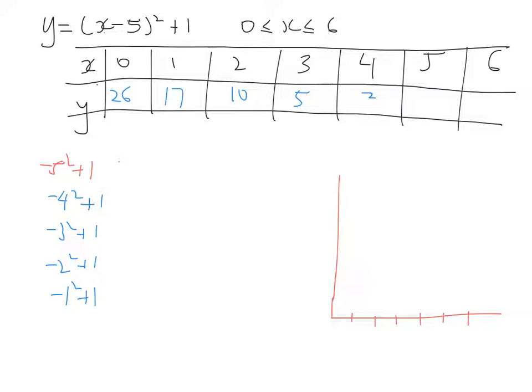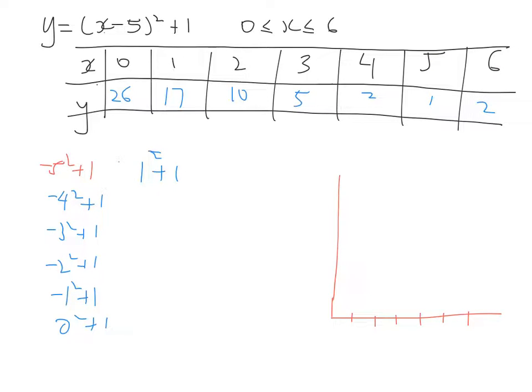At 5, we're going to end up with 0 squared plus 1, so we're going to have 1. And then at 6, we're going to end up with 1 squared plus 1, so we're going to end up at 2 again. So now, based on that, we can see that our values start high, they decrease. As our x values increase, our values decrease, and then they start to increase again. So what we're saying here is from 0 out to 5 we're decreasing, and then from 5 onwards we're increasing.